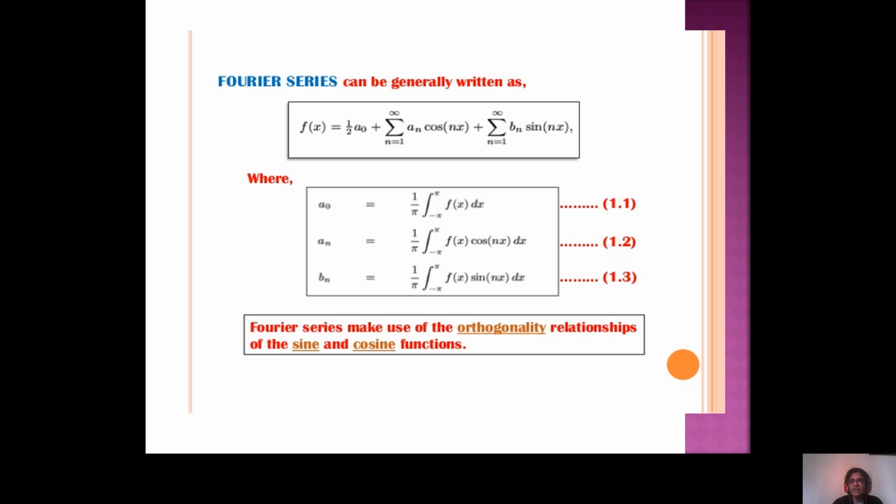So the Fourier series makes use of the orthogonality relationship of sine and cosine forms. In these equations we have to observe that this Fourier series will be in the form of the relationship of sine and cosine functions.